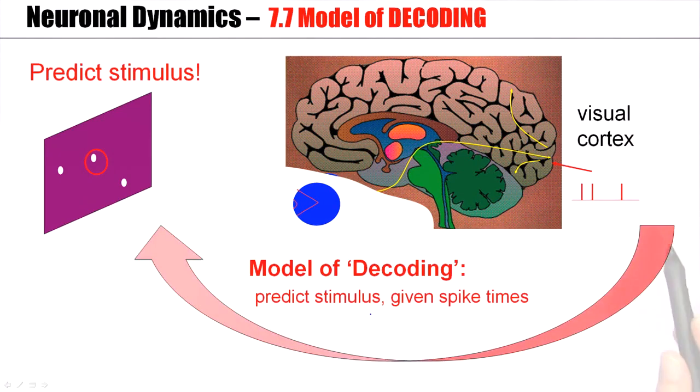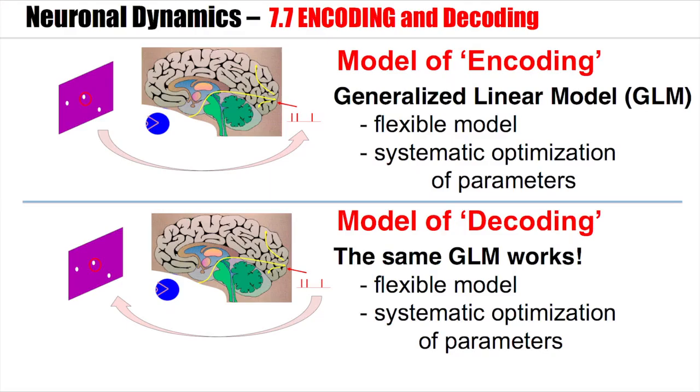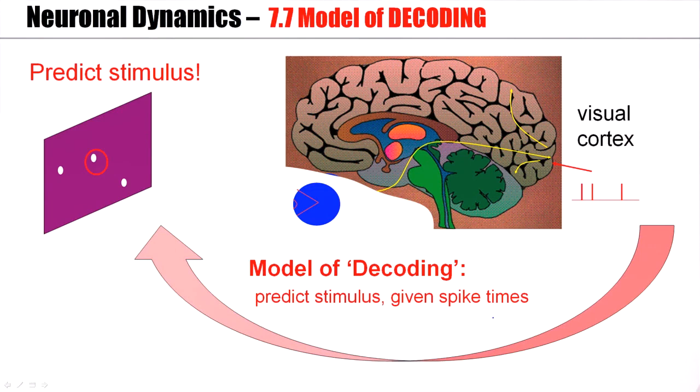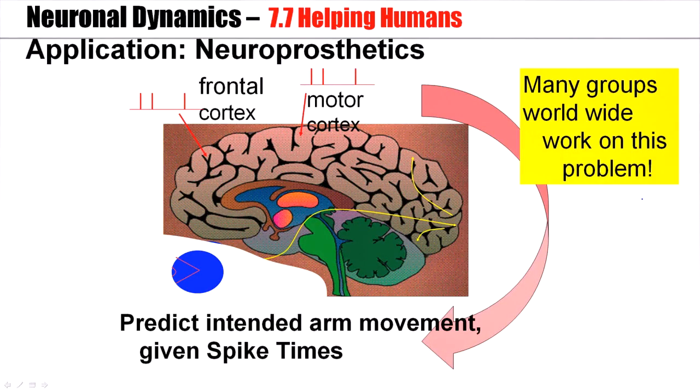Now we can turn the flow of the arguments around. Suppose after model optimization, suppose now that we just see the spikes here. Would we be able to predict the stimulus given the observed spike times? Now this looks like an academic problem. However, it's not. There are human patients who have lost, say, an arm.